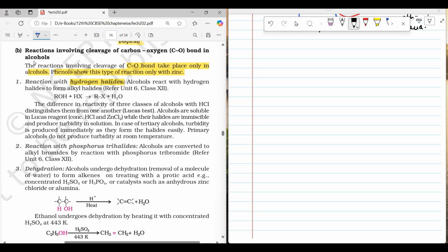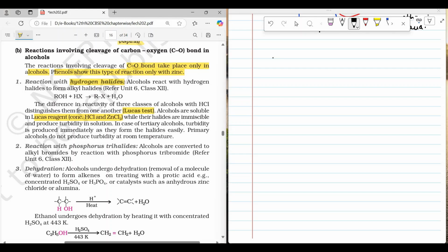The difference in reactivity of the three classes of alcohol with HCl distinguishes them from one another. It is also known as the Lucas test. Alcohols are soluble in Lucas reagent, which is concentrated HCl and ZnCl2, while their halides are immiscible and produce turbidity in the solution. In case of tertiary alcohol, turbidity is produced immediately, as they form halides easily. Primary alcohols do not produce turbidity at room temperature. So this Lucas test is used to distinguish between primary, secondary and tertiary alcohol.